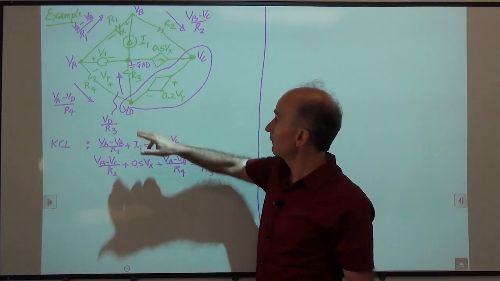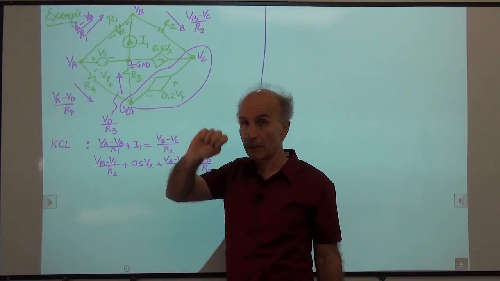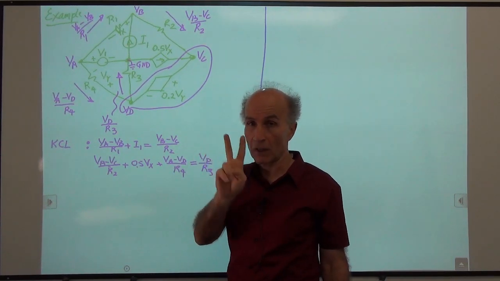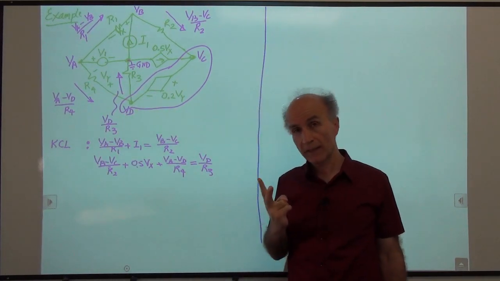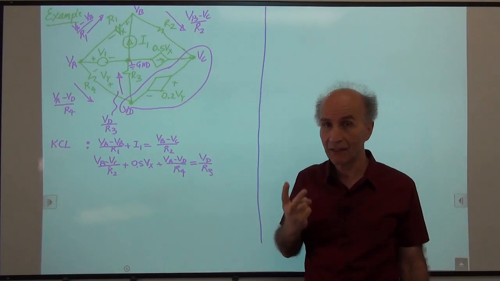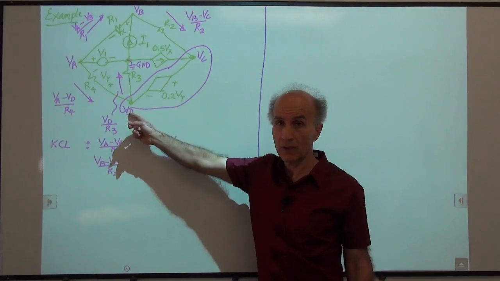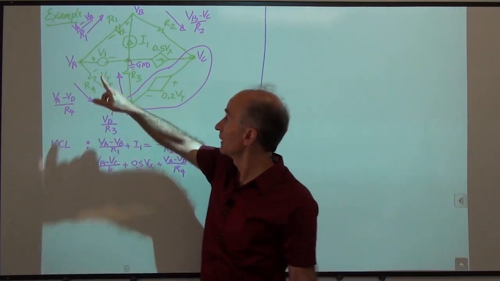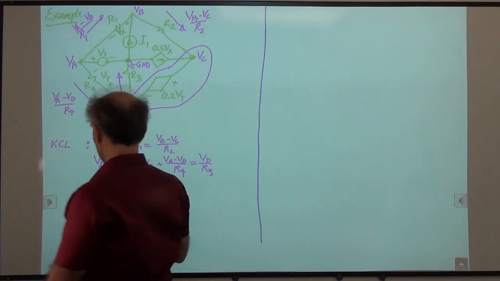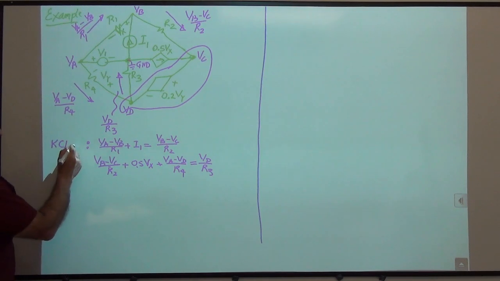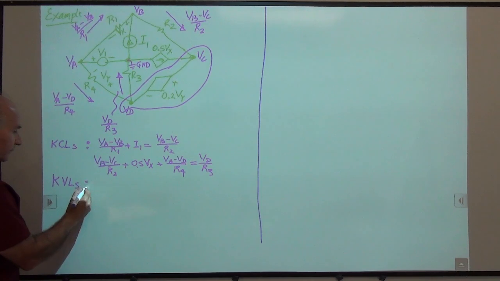Ordinarily, because I have four nodes, I would be looking for four KCLs. But because I have two voltage sources, I lost two KCLs, right? One voltage source here, one voltage source here. I lost two KCLs, so I have to look for two KVLs. One KVL involving this voltage source and these two node voltages, another KVL involving this voltage source and these two node voltages. Right, so let's go ahead and write two KVLs. So these are two KCLs that we wrote. Now we write two KVLs.